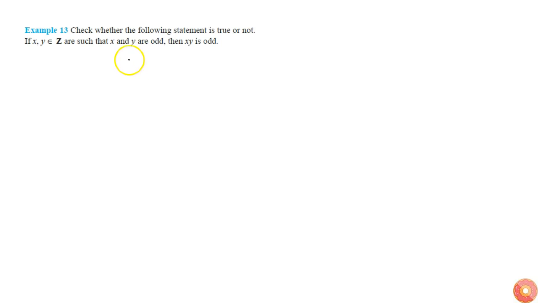Here the sentence is in the form if P then Q. So for such sentences, if you are asked to prove whether a statement is true or not, what we have to do is, first we have to assume, in this case, that P is true. Step 1. Then in step 2 we need to prove that using that assumption Q is true.